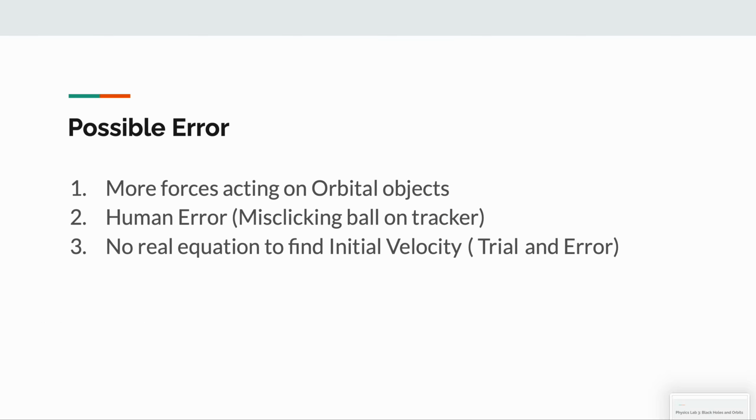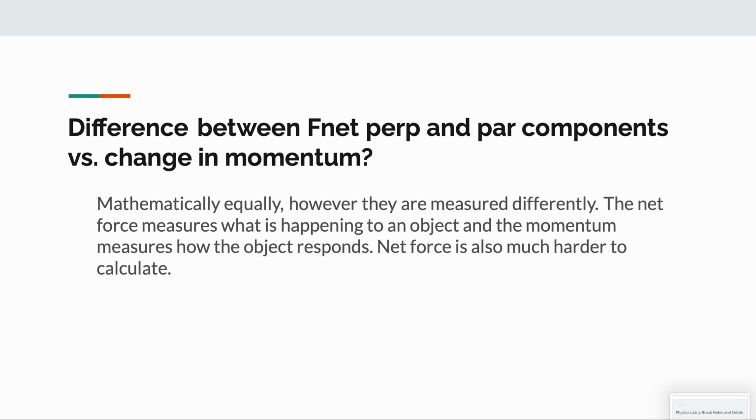So that's probable error. And then the difference between F net perp and par components versus the change of momentum: they're mathematically equal, however they are measured differently. The net force measures what is happening to the object, the momentum measures how the object responds. So the net force is, in our case, the planet and the moon acting on the ship, and then the momentum is the result of that, or the change in the velocity and the mass, which doesn't change, but the velocity is impacted by the force.